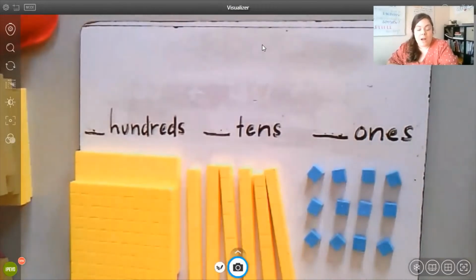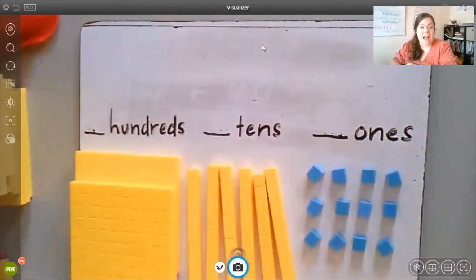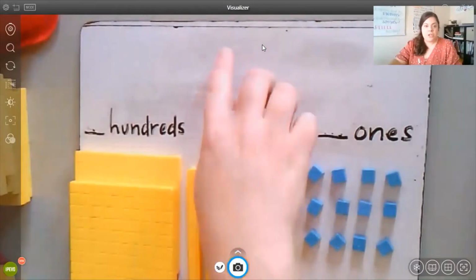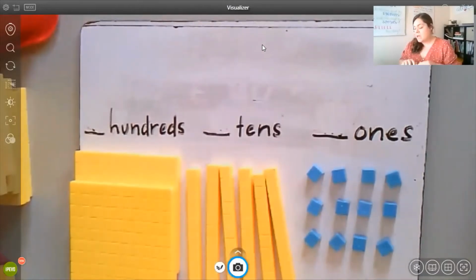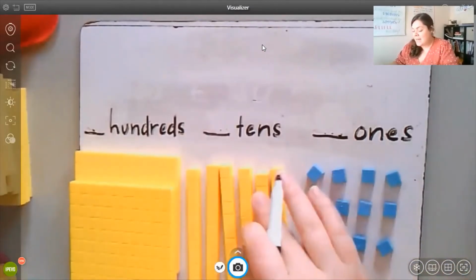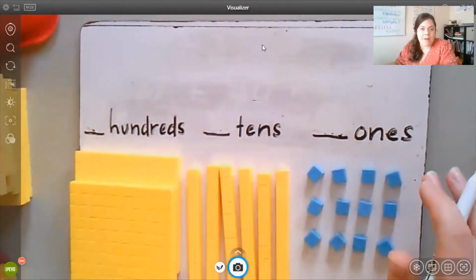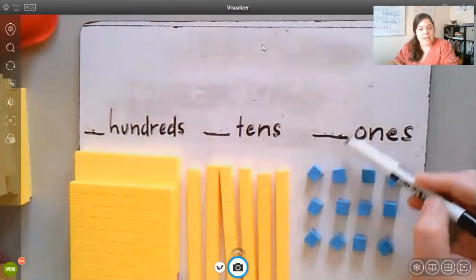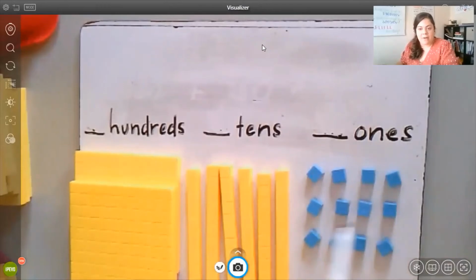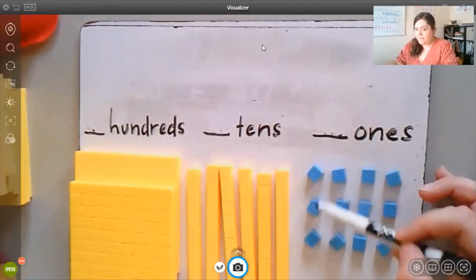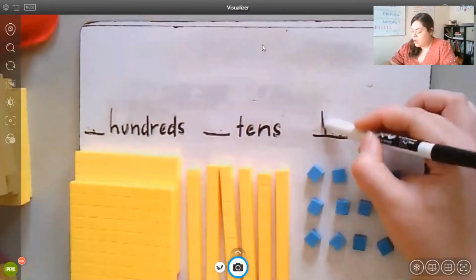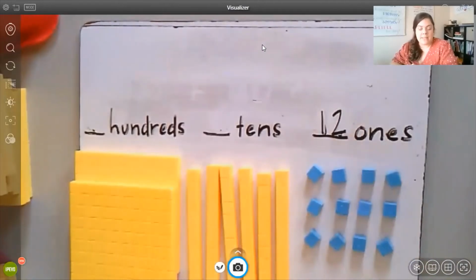I have a number built here on my board, but you'll notice I don't have what that value is. So it's going to be our job to take a look at the model that I've created in order to determine its value. All right, so one thing that I can do, the first way we're going to look at it, is to just identify how many of each type of block I have. So I might start here with my ones. And I see that I could count it by 3s going this way, or I could count it by 4s. So I have 3, 6, 9, 12. All right, I have 12 ones.